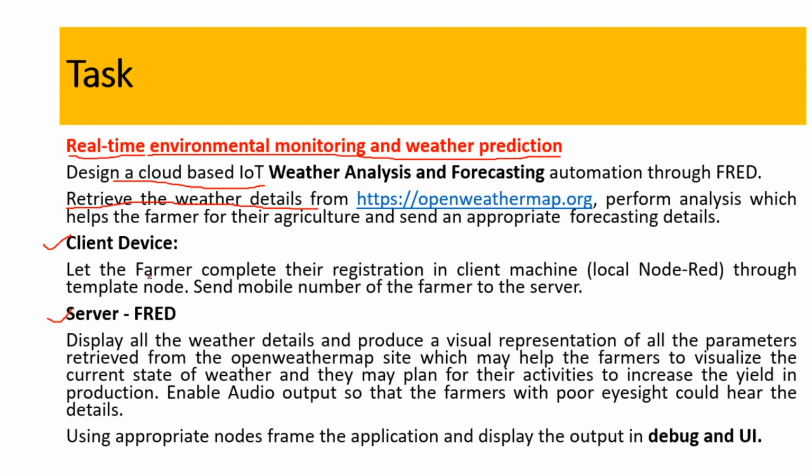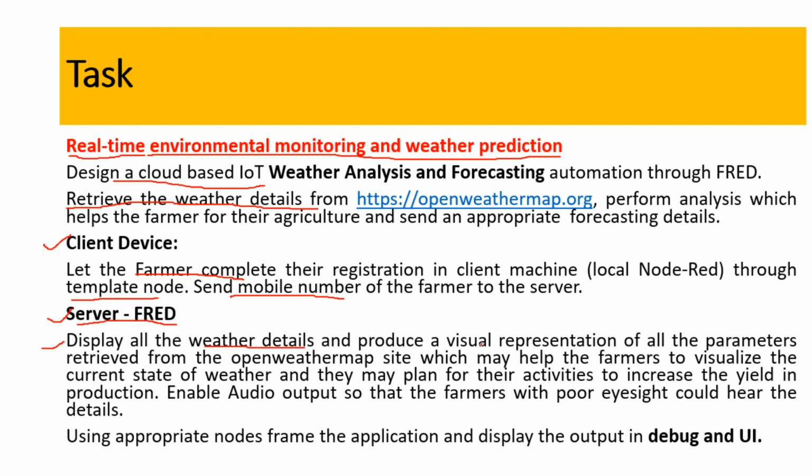In the client side, you just create a registration form to get the details of the farmer. Let the farmer complete the registration in the client machine, the local Node-RED machine, through the template node available. You create an HTML form and then you take the details. Now send the mobile number as the unique ID, or you can have an ID in order to identify the farmer. From there you go to the server side, open up FRED, and display all the weather details and produce the visual representation.